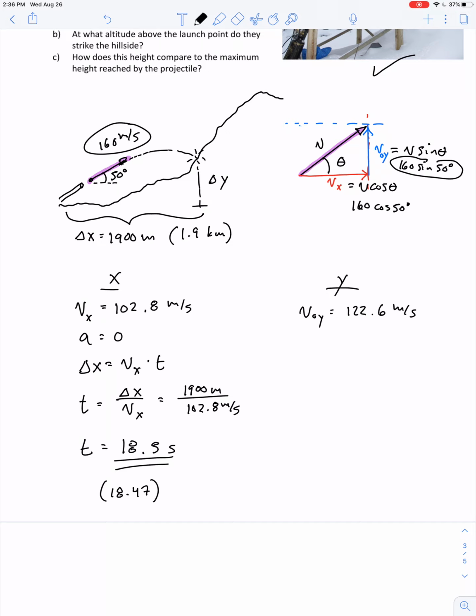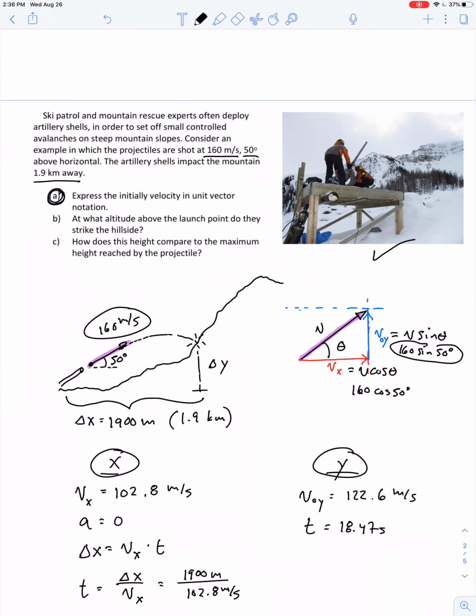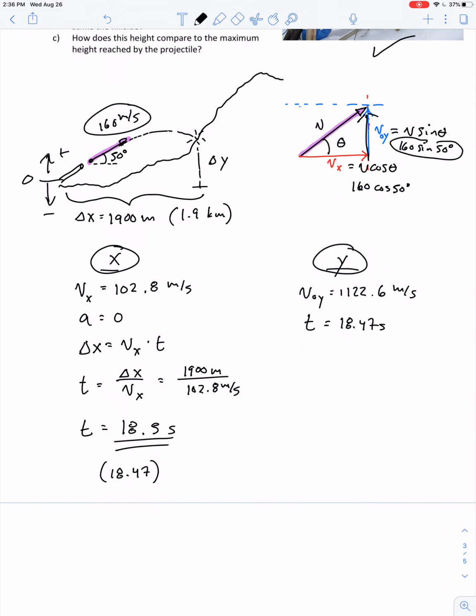Okay, so we've got the initial velocity. Now, the time, that's the one thing that links the horizontal motion and the vertical motion, is the amount of time that the object spends in the air. So there it is, we've got our time of 18.47 seconds, an initial velocity of 122.6 meters per second directed in the vertical direction. Let's put a frame of reference in here. We'll say there's 0, up is positive, down is negative. So this is a positive velocity to start with. Our acceleration is g, which we have to call negative 9.8 meters per second squared.